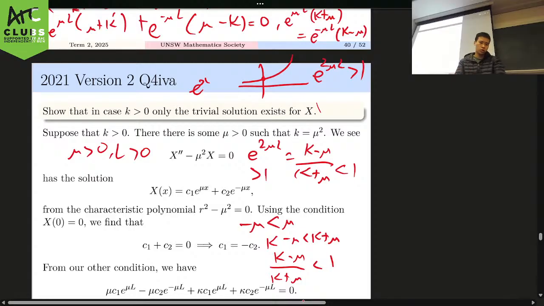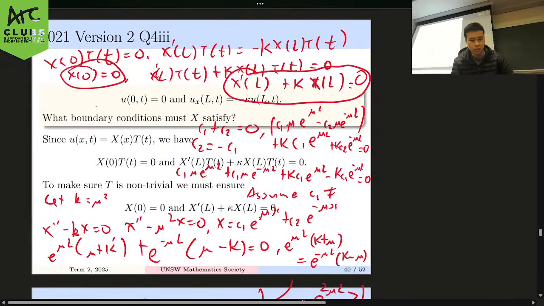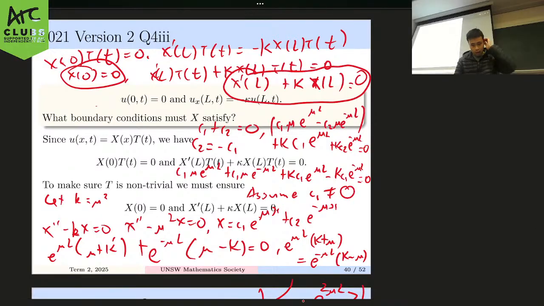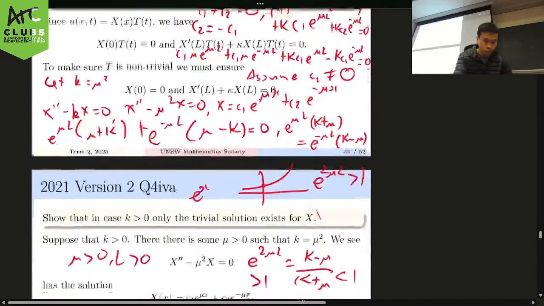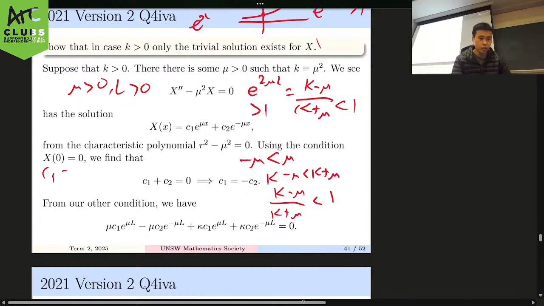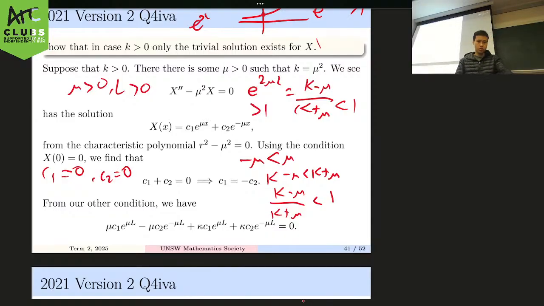So at this point, we reach a contradiction. Essentially, we made a wrong assumption. What was that wrong assumption? It was assuming that C1 is not equal to 0. That's the assumption that was wrong. So once our assumption led to a contradiction, we see that C1 has to be equal to 0. That's the only way to make this work. In that case, C2 also has to equal 0 because it's the negative of it. So C1 and C2 are both 0. So the only way to make this work for X, at least when K is greater than 0, is the trivial solution, where X is 0.